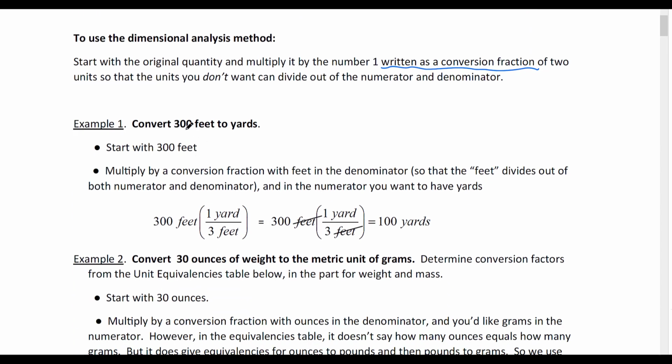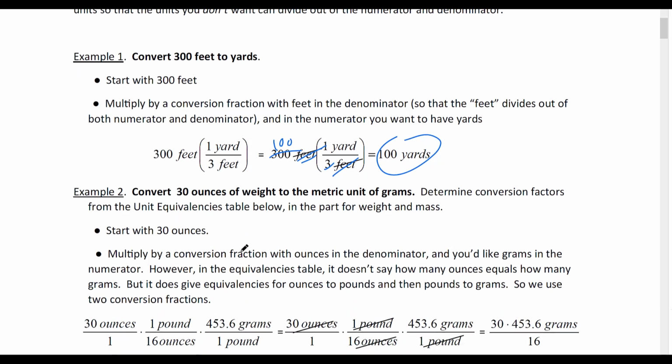So convert 300 feet into yards. Start with 300, so 300 feet. Now we want yards, so we're going to put that on top and put feet on bottom. So feet on top here, feet on bottom here, they cancel out. So these, as you see here, divide out. 300 times 1 divided by 3, the 3 and the 300 divide to make that 100. So you get 100 yards. That's also an example of like a football field, 100 yards plus the end zones.